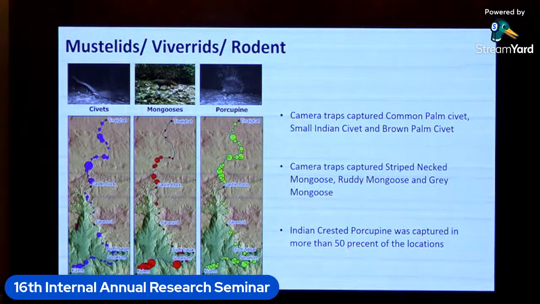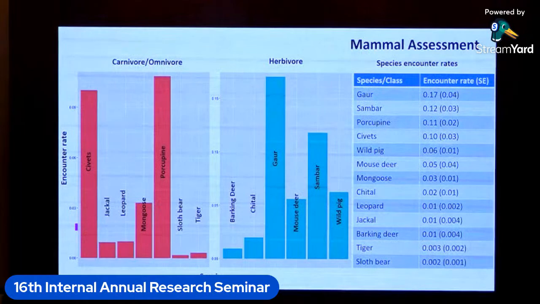From the smaller mammals, we saw certain civets, porcupines, and certain mongoose species. You can see they were the most encountered close to the railway track.